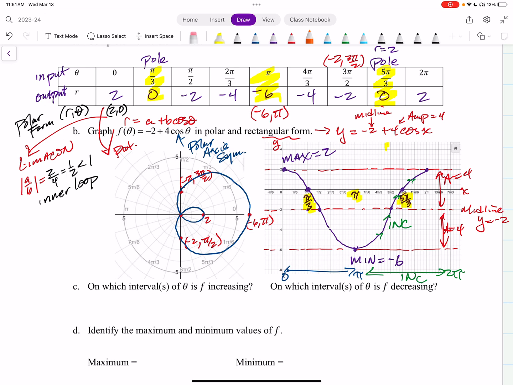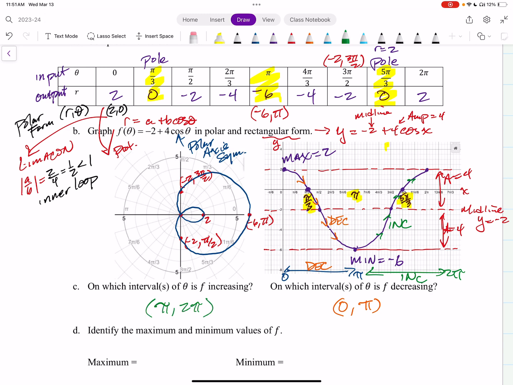And guess what? From 0 to pi, it keeps going down, right? It keeps going down, and so it's decreasing here. So decreasing from 0 to pi, and increasing from pi to 2 pi.